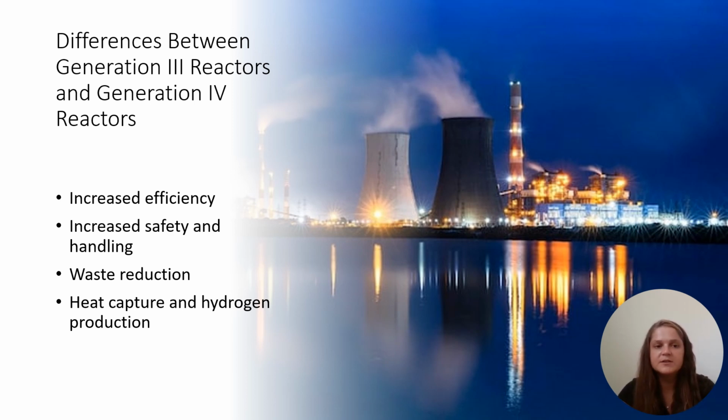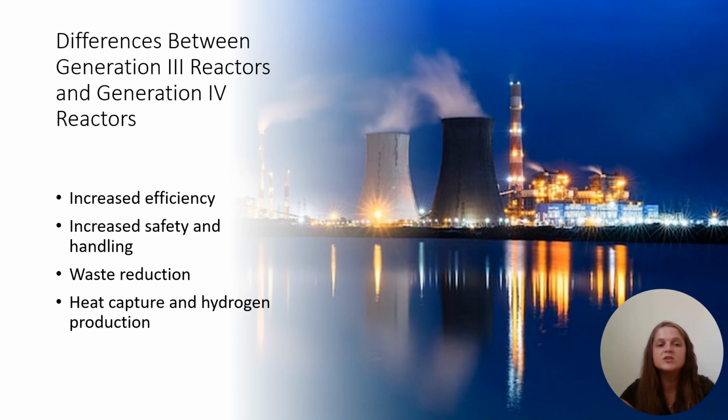Generation 4 reactors differ from a Generation 3 reactor because it takes into account at least one of the following criteria. It has increased efficiency, so it can produce more with less. It has increased safety and handling and improved waste reduction. And lastly, the heat generation from the nuclear reactor can be used in other thermal applications. An example of this would be the production of hydrogen that can be used for various different things, such as heating and power generation for hydrogen turbines, feedstock for the production of ammonia, or it could be used for the production of hydrogen fuel.